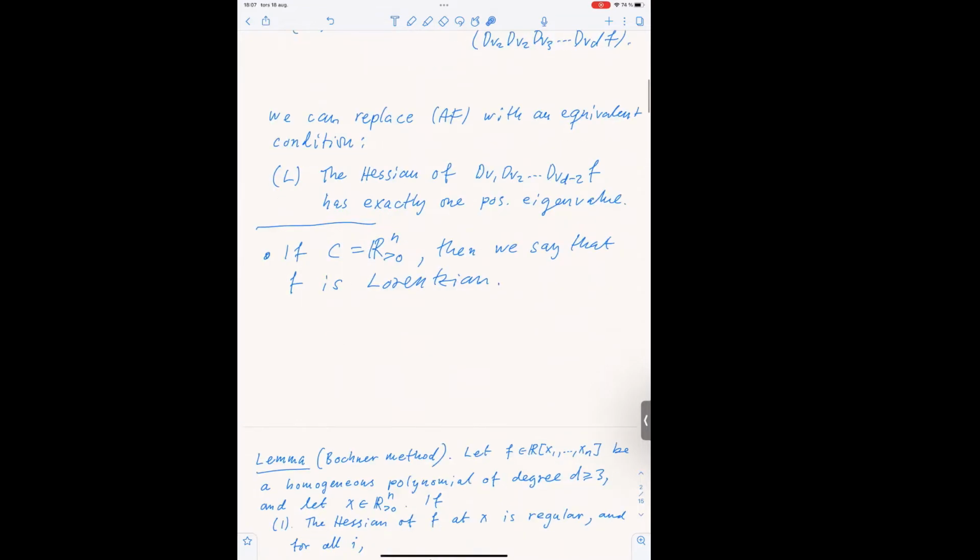Okay. Peter, in your AF replacement, what you call L, when checking the Hessian, does it suffice to go in the unit directions? So if we differentiate d minus 2 times, then the Hessian is a constant matrix, right? If we have a quadratic polynomial and we want to look at the Hessian, it's the d_i d_j f. But since it's a quadratic, it's just going to be constant. So it doesn't matter, you can plug in any vector.